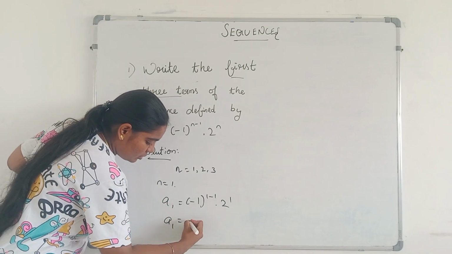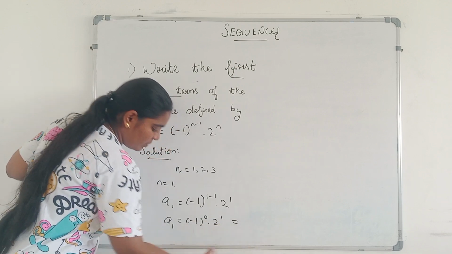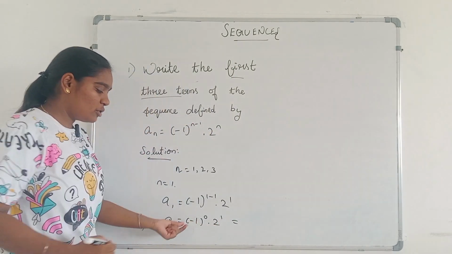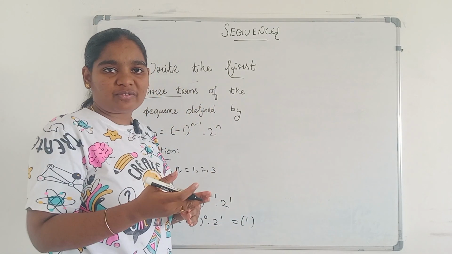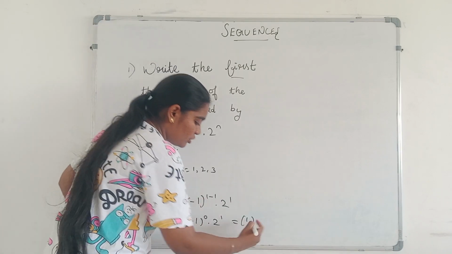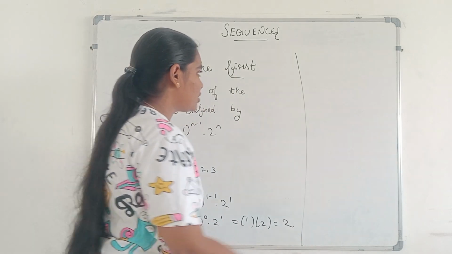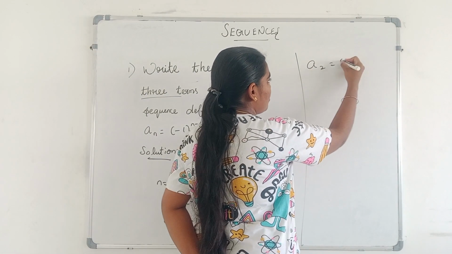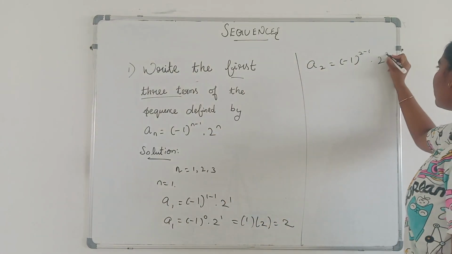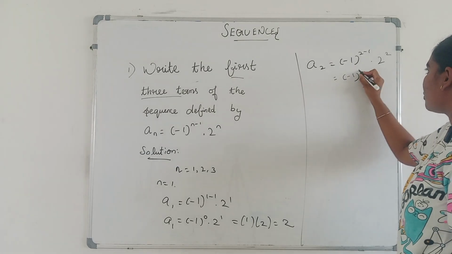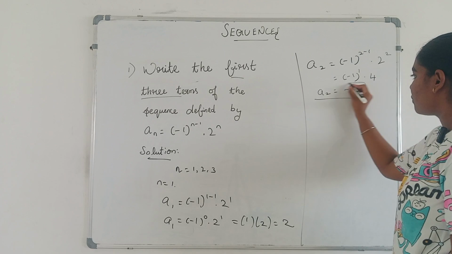So, a_1 equal to (-1) to the power of 1 minus 1, that is 0, into 2 to the power of 1. (-1) to the power of 0 is 1 because any number to the power of 0 gives you 1, into 2 to the power of 1 is 2. So, 2. In a similar way, a_2 equal to (-1) to the power of 2 minus 1 into 2 squared. So, -1 into 4. So, a_2 is -4.